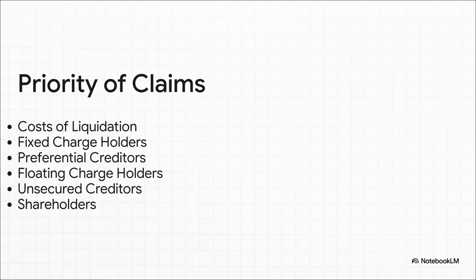All right, final question. Question 5, Part C asks you to outline the priority of claims in liquidation for 6 marks. You absolutely must write down this exact, unalterable statutory hierarchy. First in line, costs of liquidation, because the liquidator gets their fee first, obviously. Second, fixed charge holders, who get paid from specifically locked assets. Third, preferential creditors, which covers things like unpaid employee wages and taxes. Fourth, floating charge holders. Fifth, unsecured creditors, like your standard trade suppliers. And dead last at number 6, the shareholders. They only get whatever residual scrap is left over, if there's even a single cent to be found.